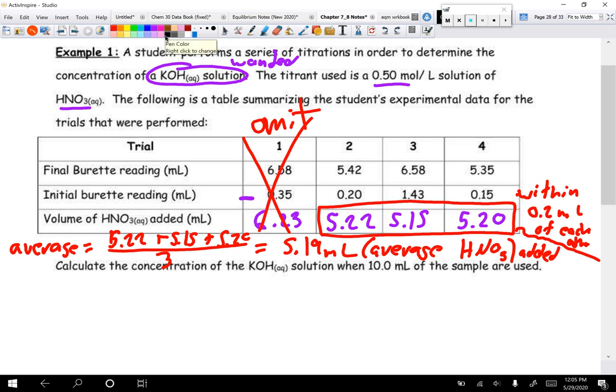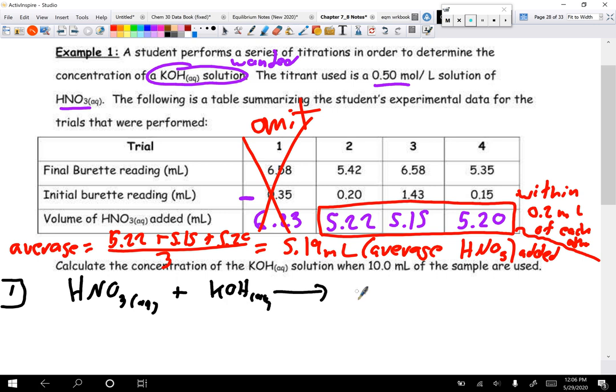So first of all, calculate the concentration of KOH solution when 10 milliliter samples are used. So first of all, we need to know our equation. So we have nitric acid plus potassium hydroxide. This is an acid-base neutralization reaction where we get our salt, and then plus water. And make sure to balance, which in this case right here, it is already balanced.